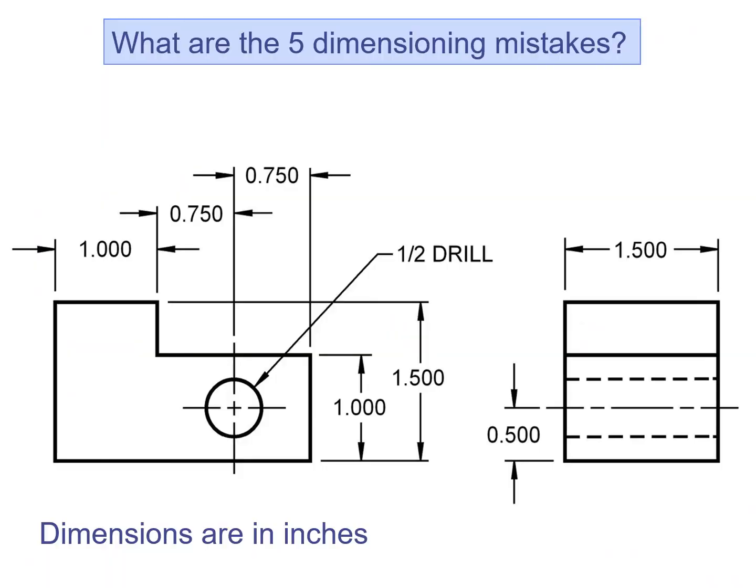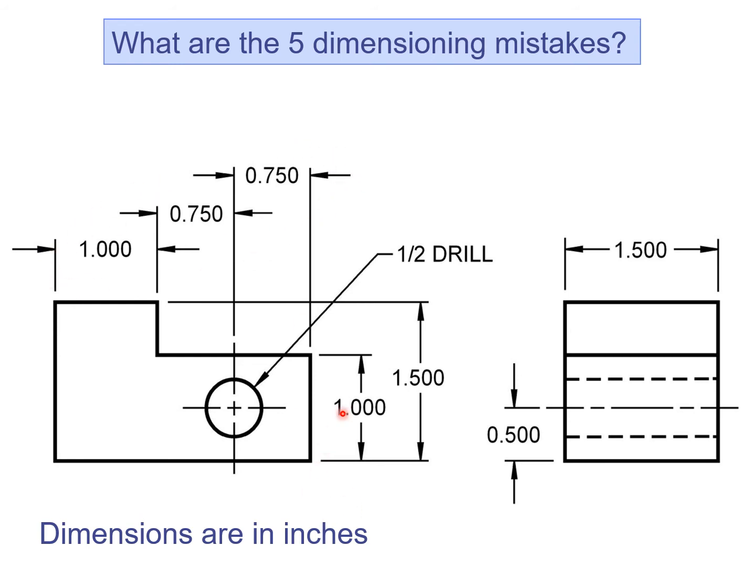Okay, so let's put this in practice. So we have a front and side view, and you can see right away some obvious mistakes. Again, we avoid doing continuous dimensioning. We want to do datum dimensioning. So we need to fix this.